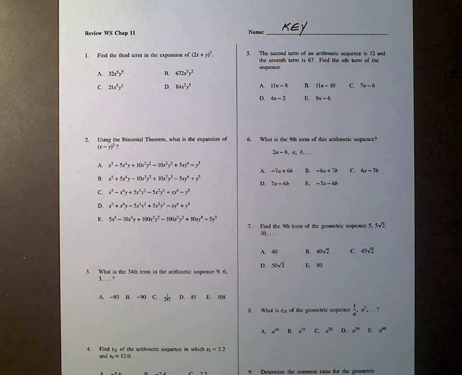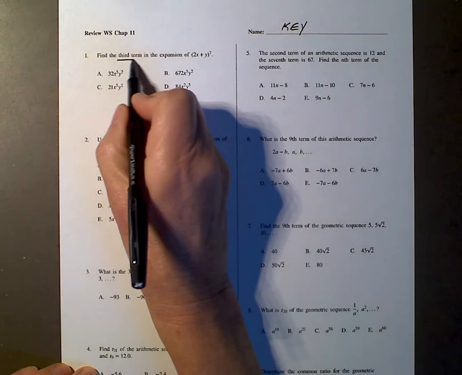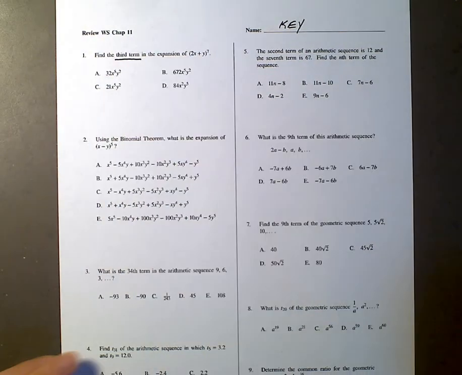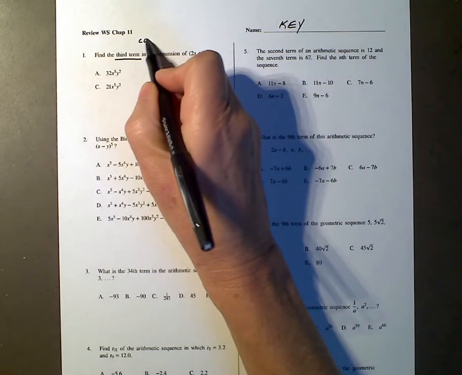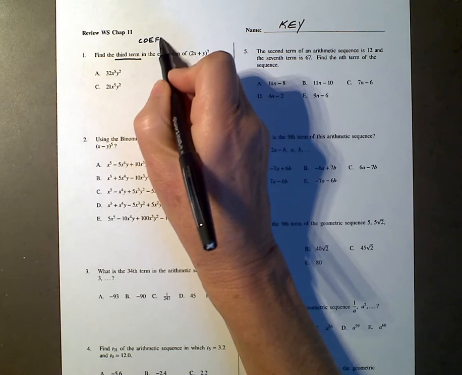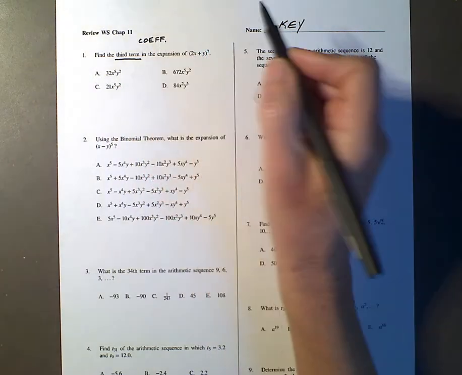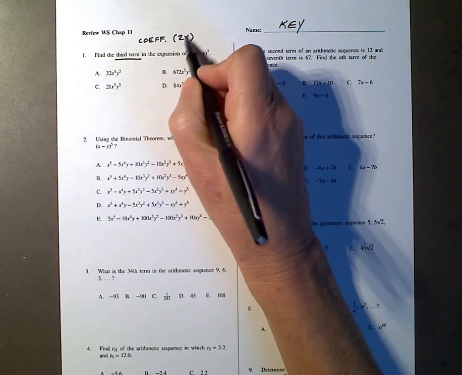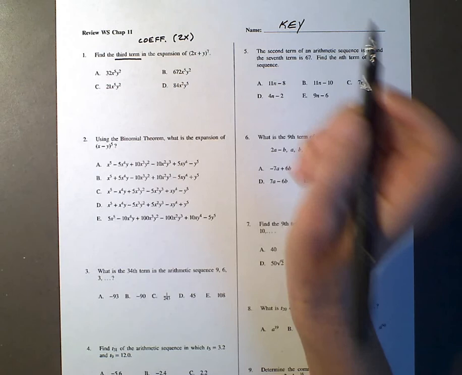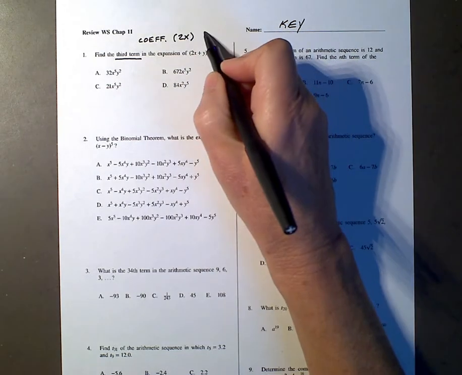This is the key to page 1 of review worksheet for chapter 11. So on number 1, I'm supposed to find the third term in the expansion of 2x plus y to the 7th power. So I know there'll be 8 terms in all in that expansion, and I will be taking the coefficient that I get from Pascal's triangle and multiplying it by the base of 2x to some power times the base of y to some power.